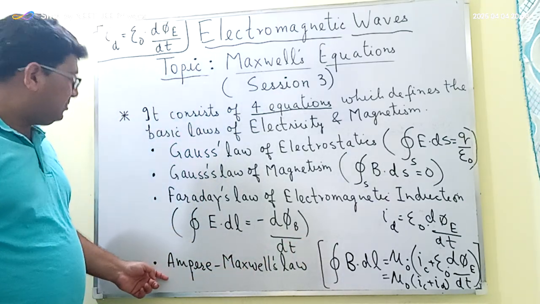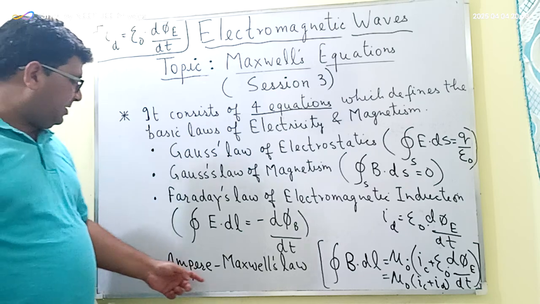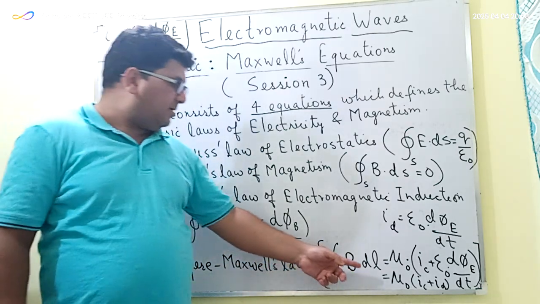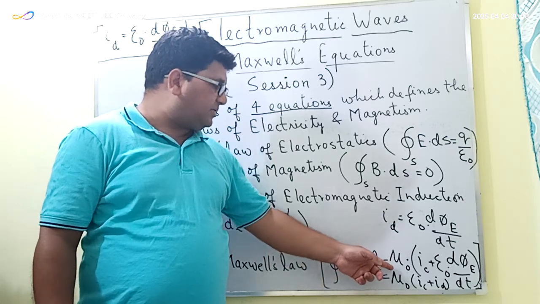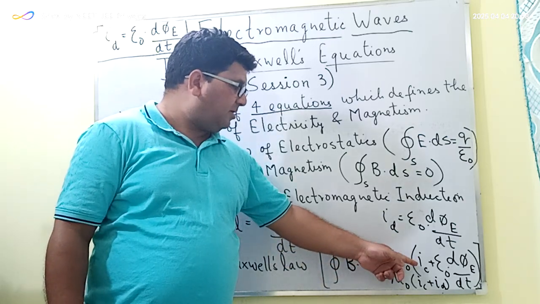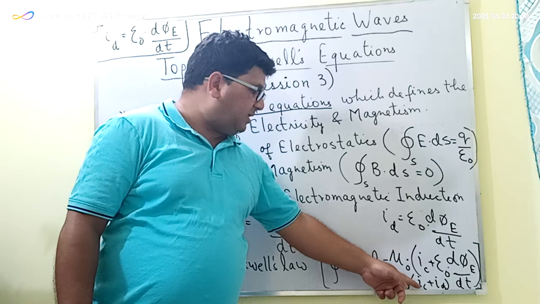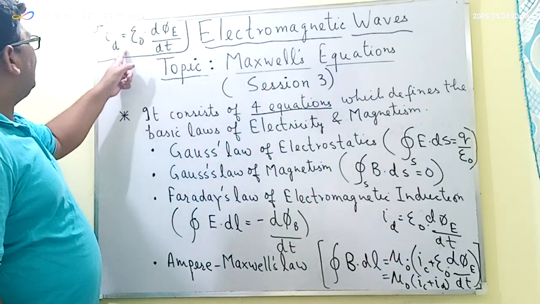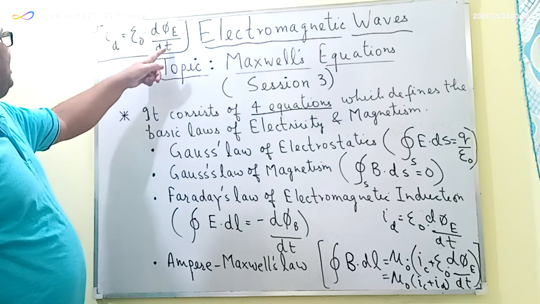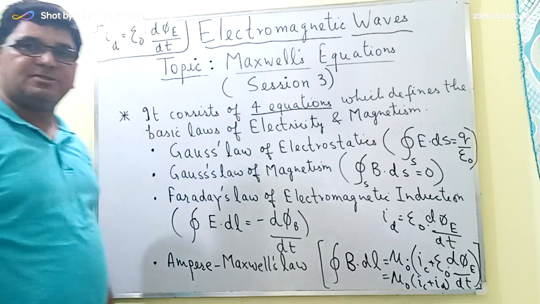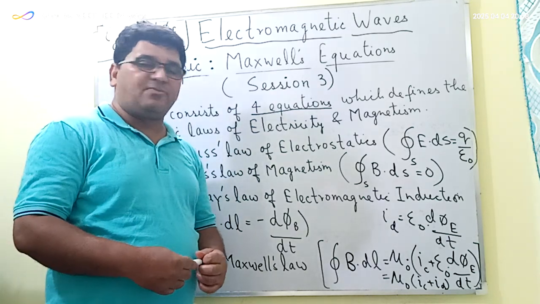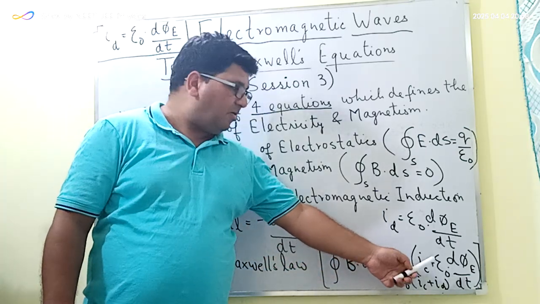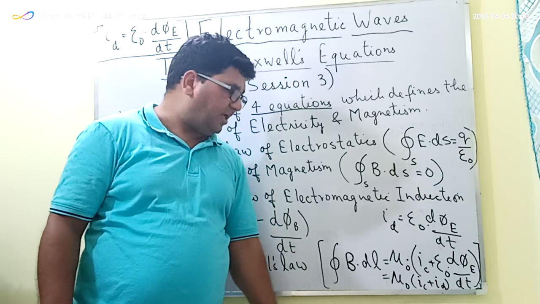And the fourth equation is the Ampere-Maxwell law, which states that the line integral of the magnetic field is equal to mu naught times, in bracket, the sum of the conduction current and the displacement current, where displacement current is equal to epsilon naught into d phi E upon dt, where d phi E upon dt is the rate of change of electric flux. So the displacement current is generated due to the changing electric field, or you can say due to the changing electric flux.